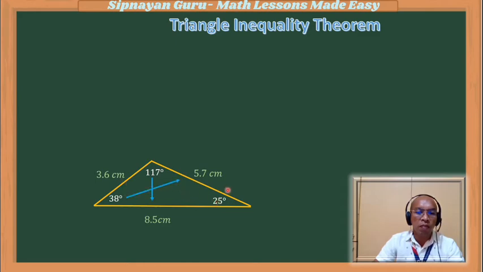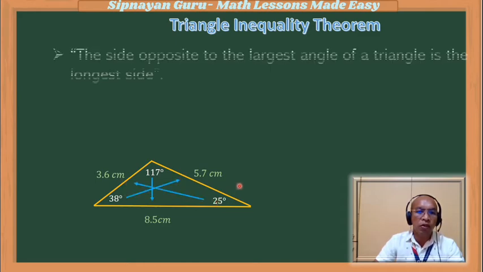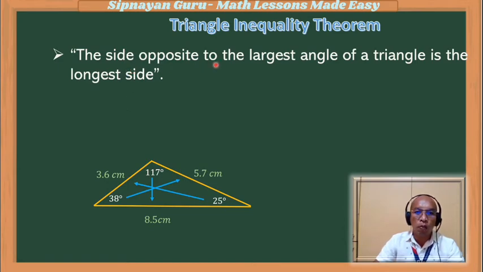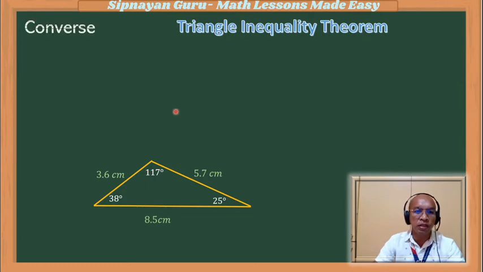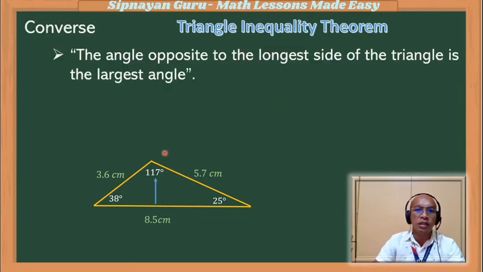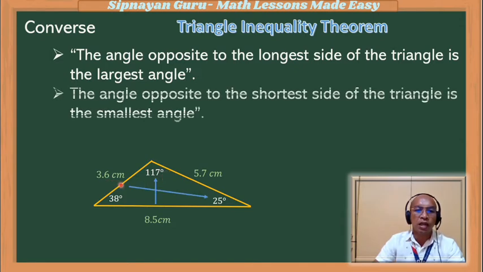So from this illustration, we can come up with a theorem: the side opposite to the largest angle of a triangle is the longest side. So 117 is the largest, so definitely the side opposite to that angle is the longest, which is 8.5. Or the side opposite to the smallest angle is the shortest side. Now we can have the converse. The angle opposite to the longest side is the largest angle, and the angle opposite to the shortest side is the smallest angle.